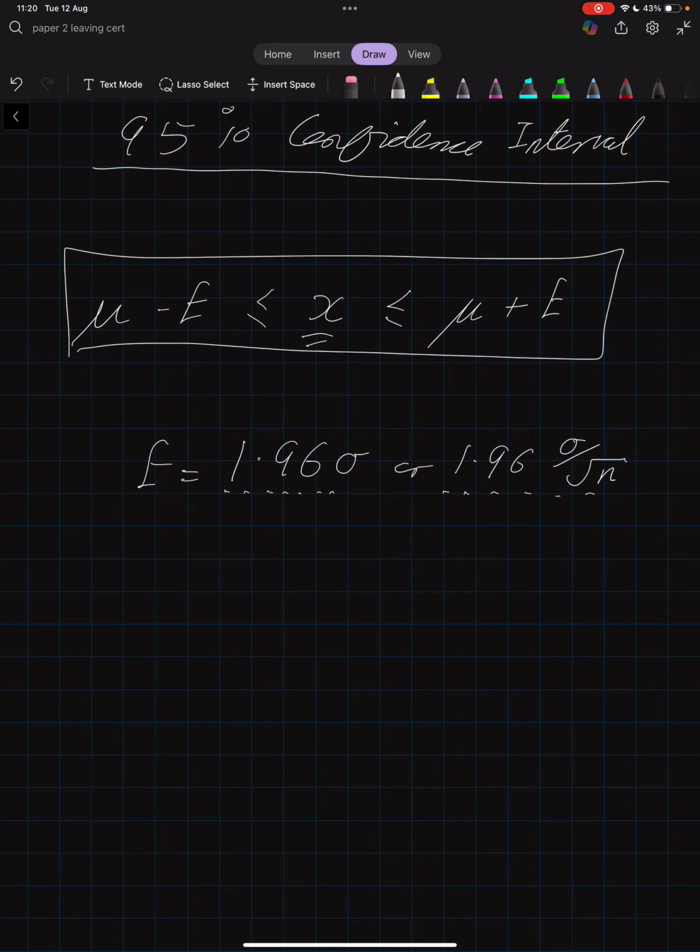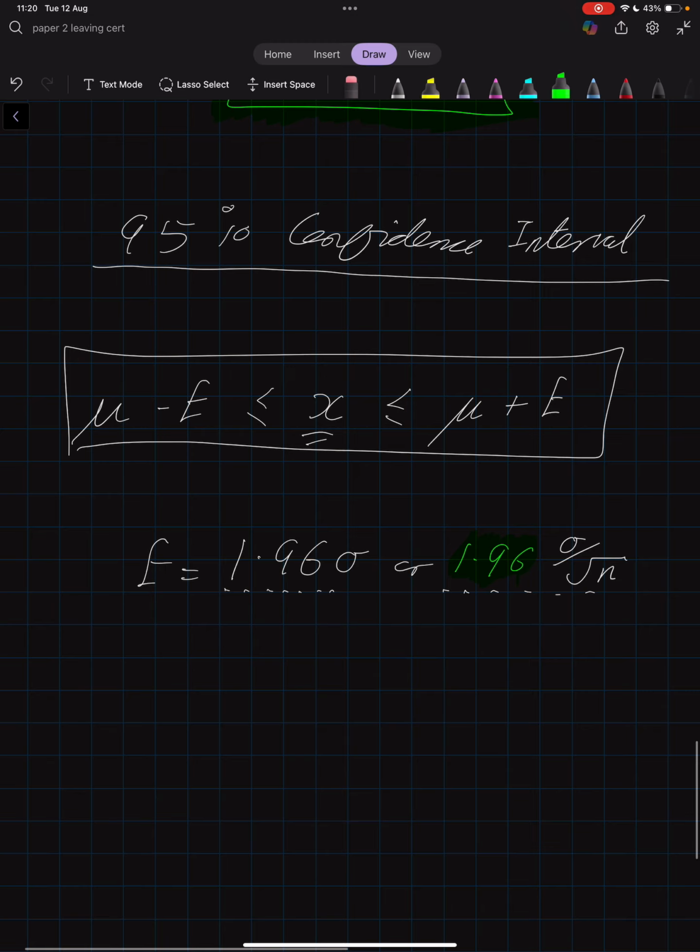Now, you might be saying, okay, where has this 1.96 come from? That makes no sense. The 1.96 is actually what gives you the 95%. Okay? So I'll just explain it once. It's not that important to know. Sorry, it's very important that you know 1.96 gives you 95%, but you're not going to be asked to prove it. Okay? So as long as you know 1.96, 95%, you're grand.